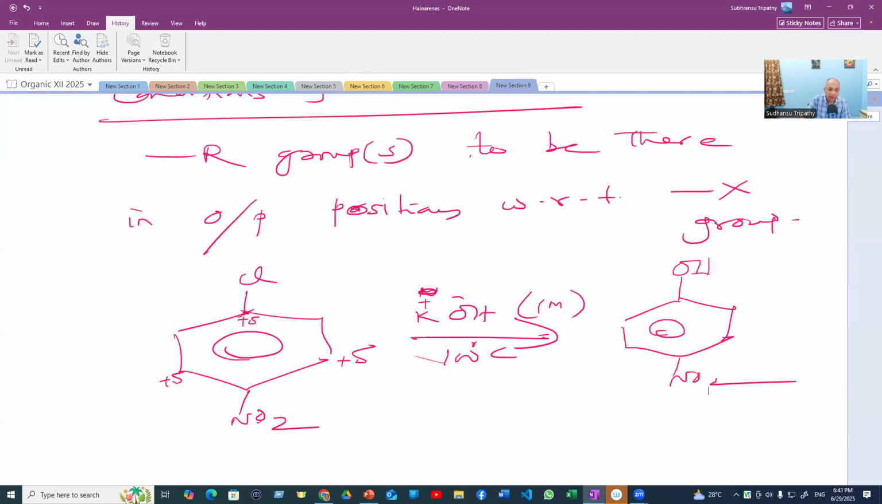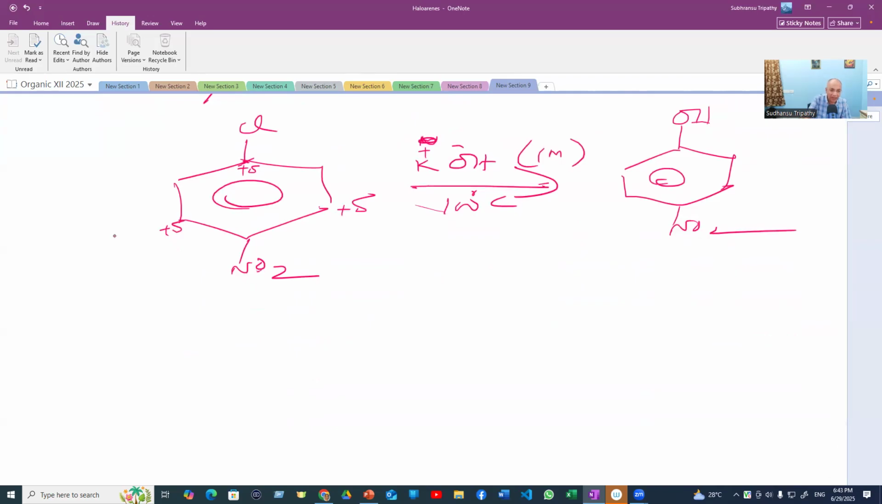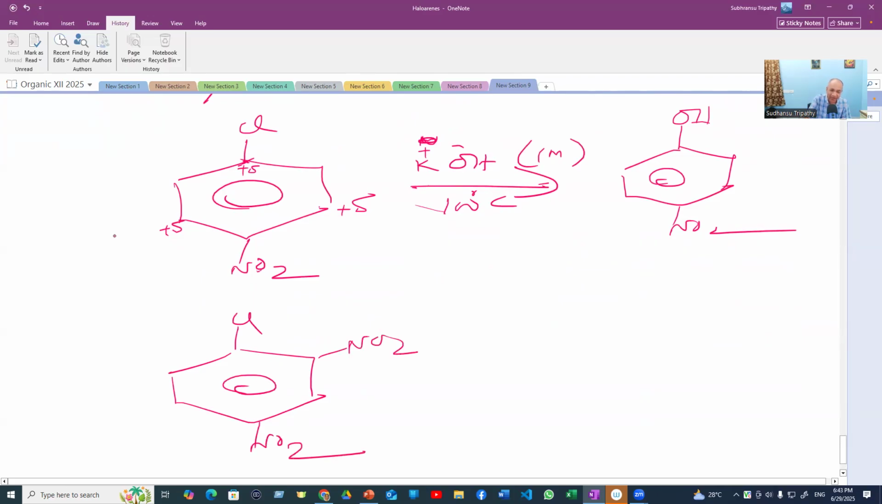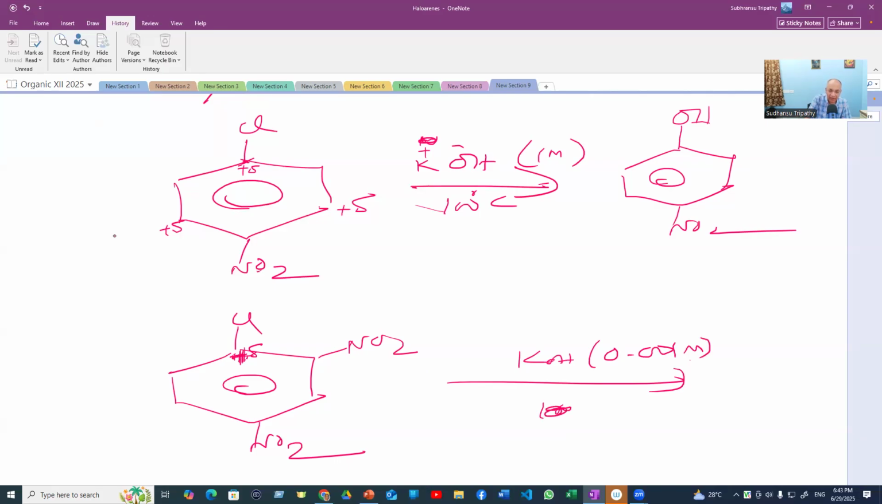But if you take two nitro groups, one in ortho, one in para, there are two nitro, so the electron withdrawing effect will be so profound, plus delta, plus delta. This electron density will be so deficient here. Then the nucleophile, same KOH at 0.001 molar, you will be doing that at 40 degrees Celsius. You will be getting the corresponding phenol.